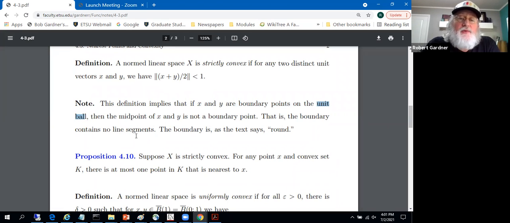So the boundary of the unit ball contains no line segments. Now, this is a discussion about the unit ball, not about arbitrary sets, but we could probably do some translations that are relevant based on vectors in the unit ball. And you'll see in the arguments we make, there's a lot of translations and some scaling that we'll do in the proofs of the 2 or 3 results we have. And this is the point at which Promoslow says the boundary of the unit ball is round. So it has this roundness to it in a strictly convex linear space.